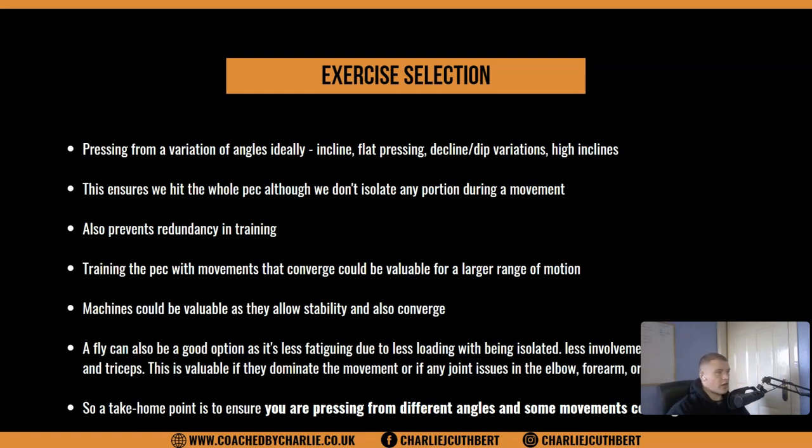So in terms of exercise selection, what we ideally want to do is press from a variety of angles. So flat pressing, incline pressing, maybe a decline or a dip variation, high inclines as well. And this just ensures we're not putting all our eggs in one basket. We're going to be stimulating all of the fibres of the chest effectively and kind of equally, whereas if we do only, let's say, flat pressing, we might miss out on some upper chest development, for example. So it ensures we hit the whole pec.